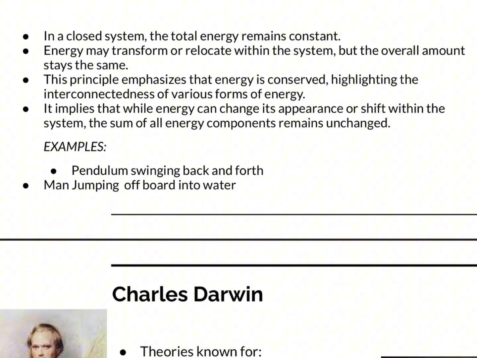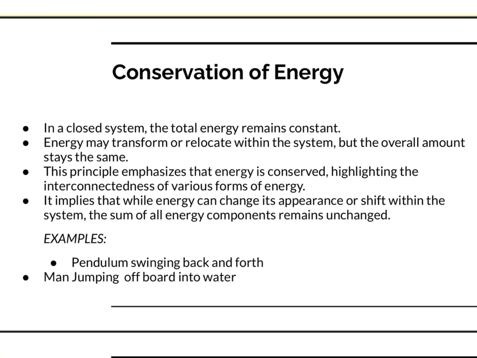Conservation of energy. In a closed system, the total energy remains constant. Energy may transform or relocate within the system, but overall the amount stays the same. This principle emphasizes that energy is conserved, highlighting an interconnectedness of various forms of energy. It implies that while energy can change its appearance or shift within the system, the sum of all energy components remains unchanged. Examples: a pendulum swinging back and forth, a man jumping off the boards into water.